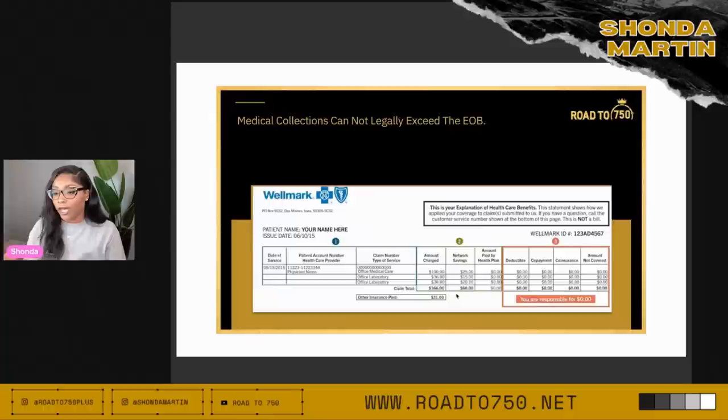So make sure y'all keep them. I always say, when you get an explanation of benefits in the mail, I just take a picture of every one of them and send it to myself, just in case a company comes in and tries to play you, because they will try to play you.